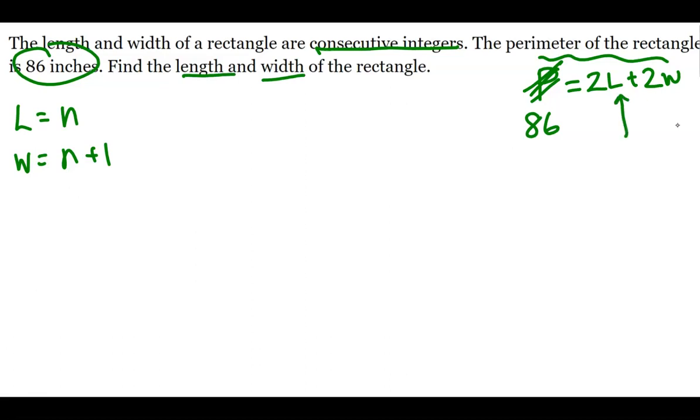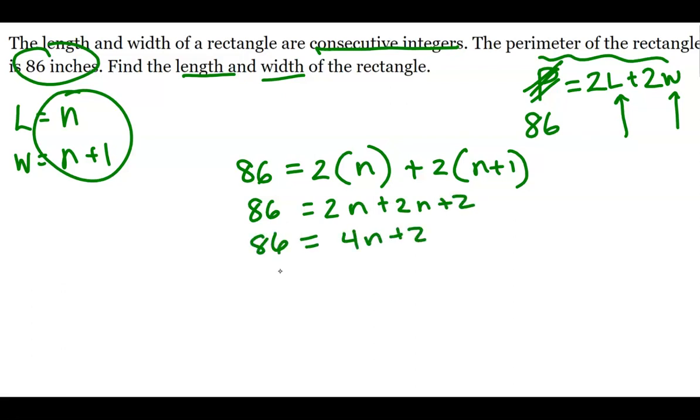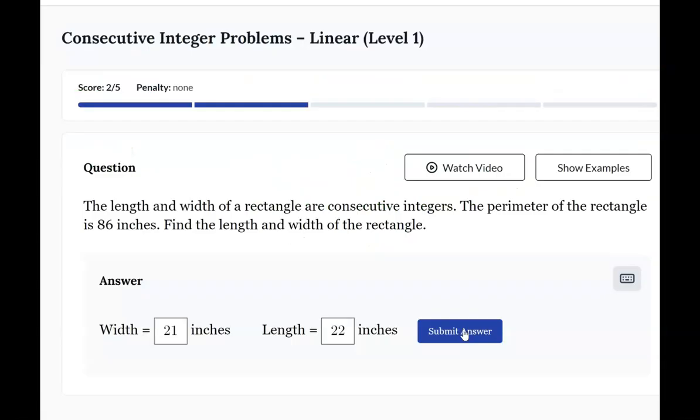So we need to replace the letter L and the letter W with our values over here. So 86 is equal to 2 of the lengths, which is n, plus 2 of the widths, which are n plus 1. We're going to compute this distribution here. We're going to combine like terms, and then we're going to solve for n. So the length is 21, and the width is 1 more than that, or 22 inches. Let's submit the answer.